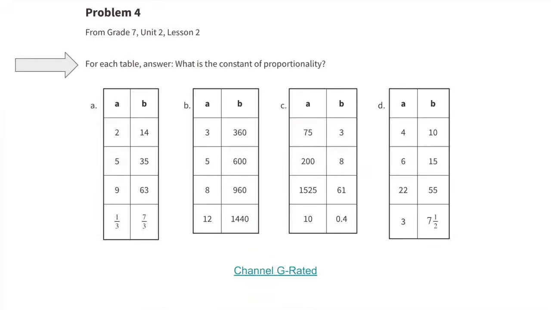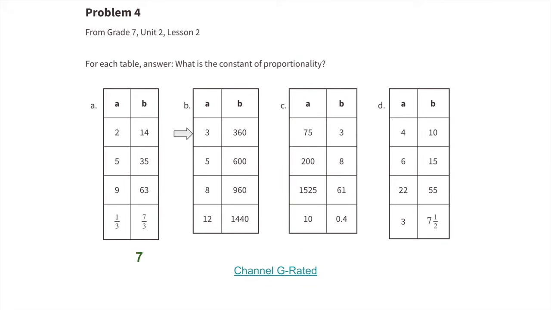Number 4. For each table, answer, what is the constant of proportionality? Table A. 14 divided by 2 is 7. 35 divided by 5 is 7. 63 divided by 9 is 7. And 7/3 divided by 1/3 is also 7. So the constant of proportionality for table A is 7.